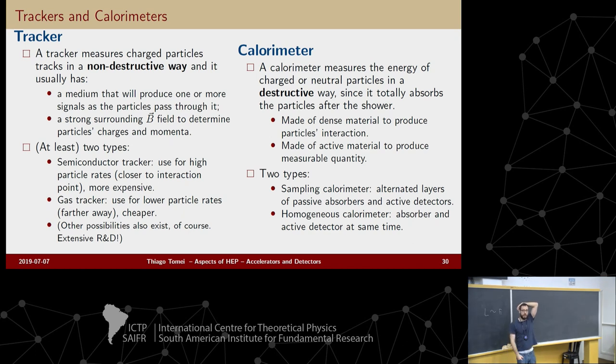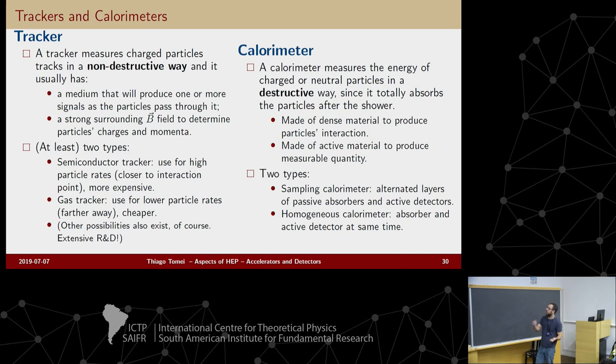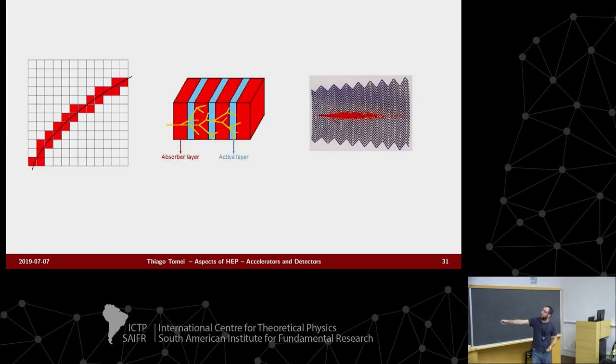Both CMS and Atlas have some. Our homogeneous calorimeter is made of lead glass. This is what I mean. The particle goes through a series of discrete elements, and you measure that it passes through here, here, here. It's making a curve because there is a magnetic field here.